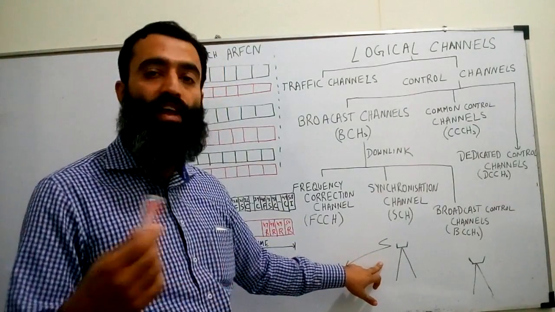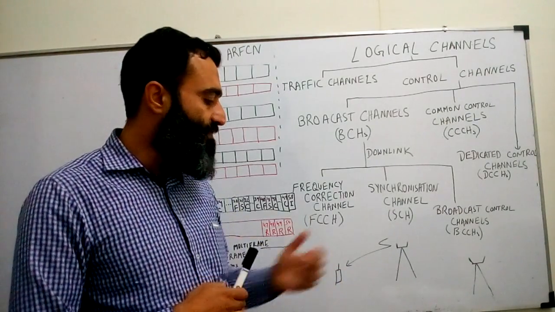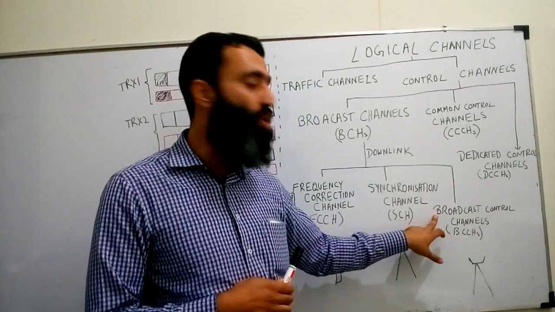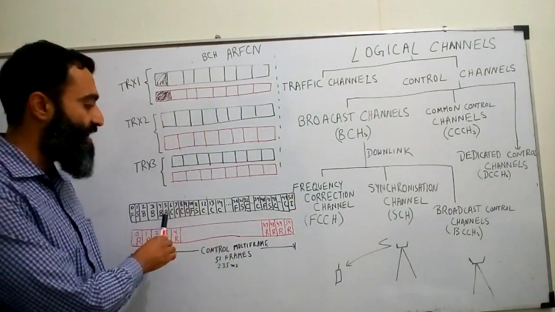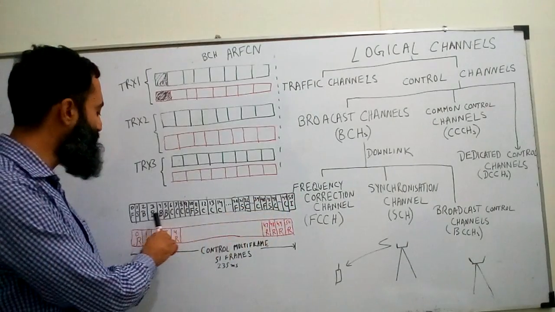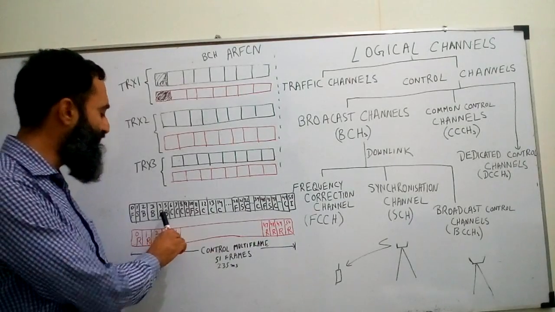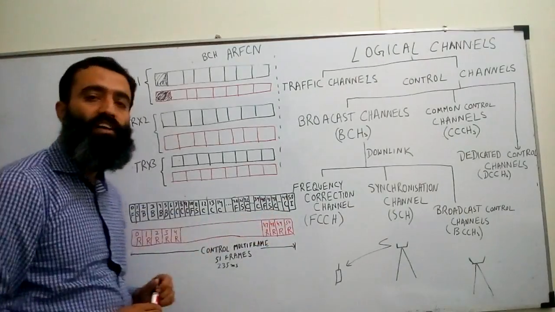After that, it will try to decode the broadcast control channels. We can see that the broadcast control channels, or BCCH, are mapped on the second, third, fourth, fifth and sixth time slots of the 51 multiframe.